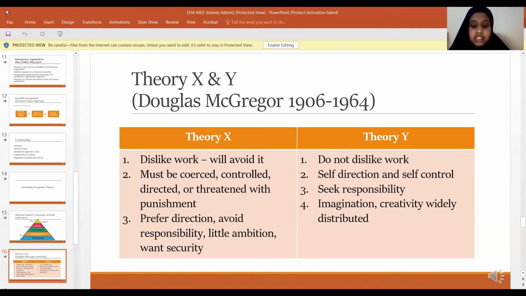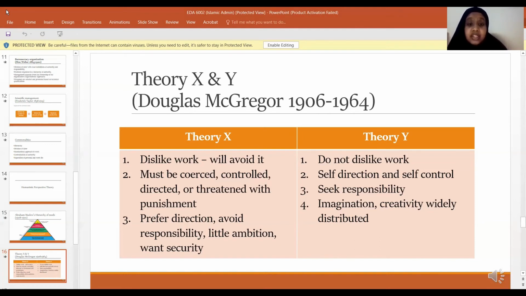Because of this characteristic, dislike of work, most people must be compelled, controlled, directed, and threatened with punishment. The third part is the average human being prefers to be directed, wishes to avoid responsibility, has relatively little ambition, and wants security above all.